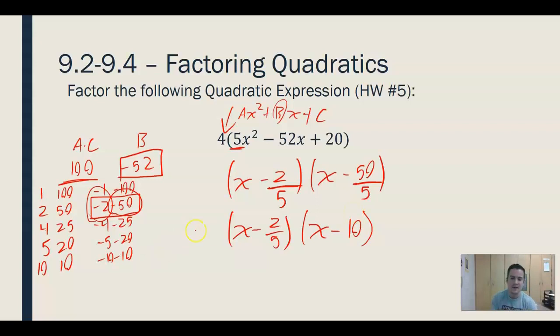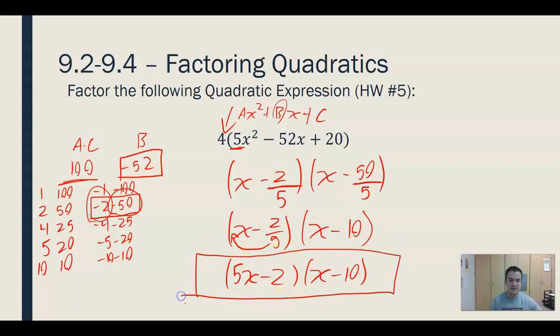My next step is bottoms up. Anything that's left in the bottom of those fractions, I have to write up in front of the x, bottoms up. So I write that as 5x minus 2 times x minus 10. And is that my final answer? Am I done? Wait a minute.